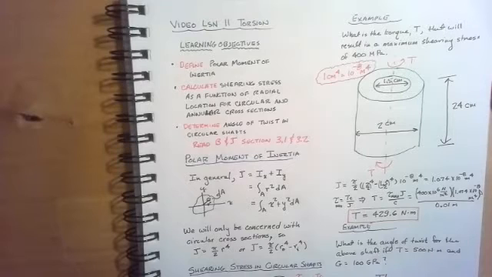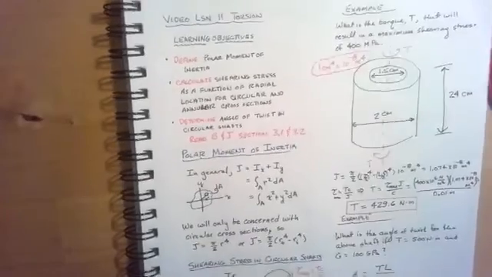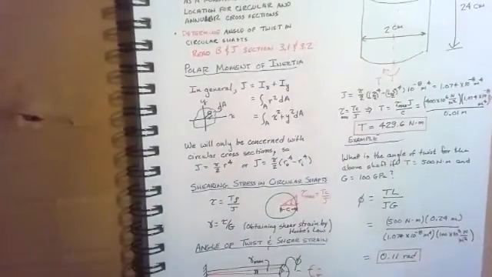Our learning objectives for this particular session are to define the polar moment of inertia for a cross section, to calculate shearing stress as a function of radial location for circular and annular cross sections, and to determine angles of twist in circular shafts. For this session, you should read Beer and Johnston section 3.1 and 3.2.